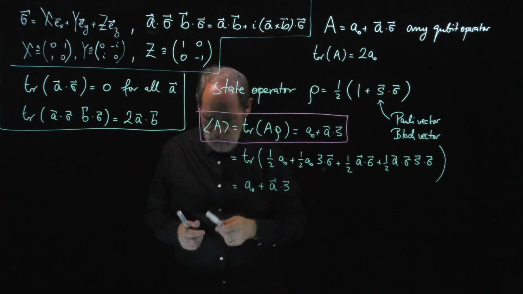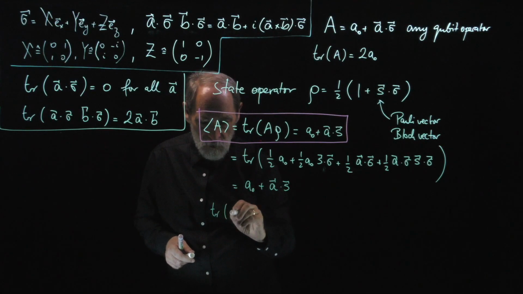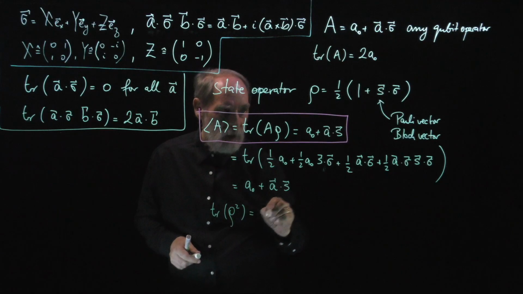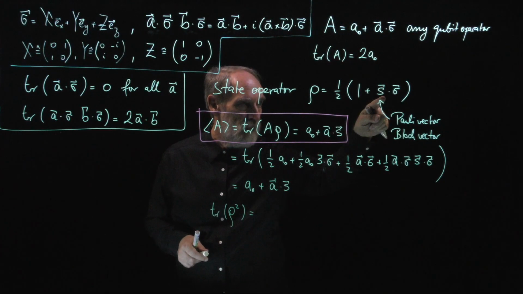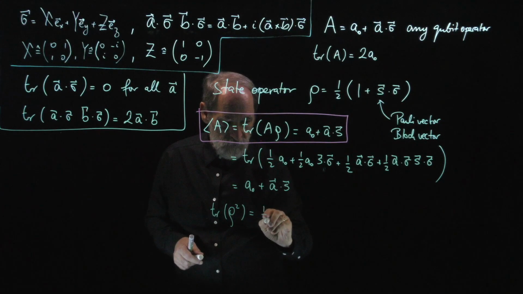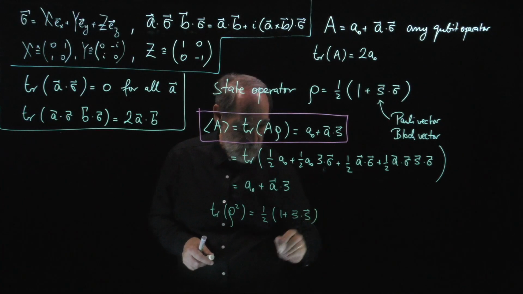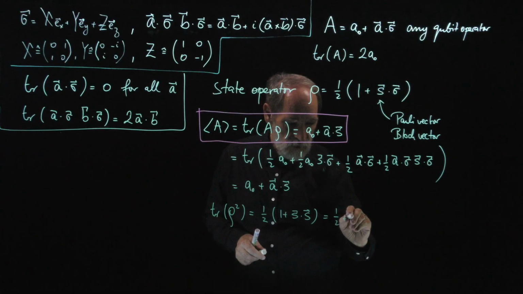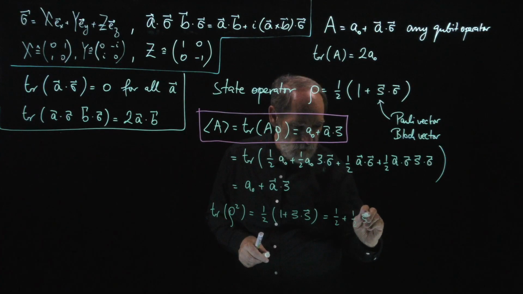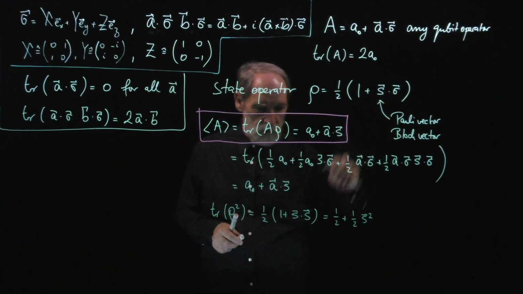A particular example is if rho and A are the same. Then we get the trace of rho squared. And here A0 is a half and A is half S. So we get a half of 1 plus S dot S. So this is a half plus half of the S vector squared, so the length of the S vector squared.